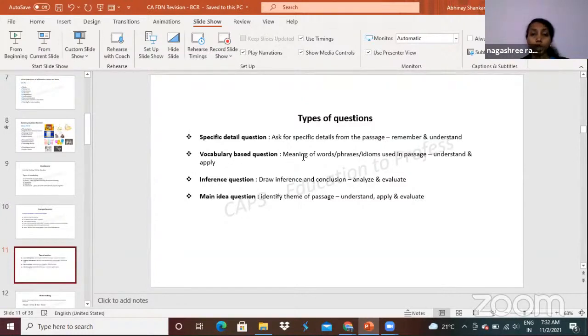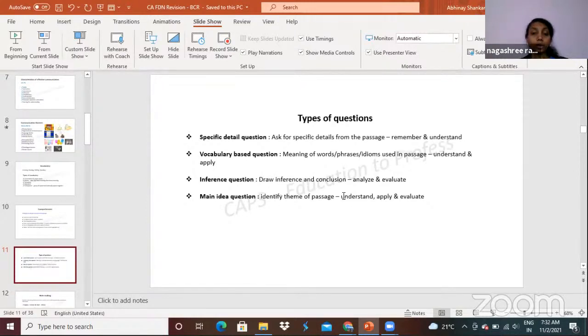The second one can be a vocabulary based question. Now, this is what I was referring to, wherein from the passage, they can just ask for the meaning of words or phrases or idioms used in the passage, which is mainly concerned with understanding and applying the comprehension part of it. Then the third type is inference questions, wherein you will have to come to a conclusion based on whatever you have read in the passage, right? Inference questions are wherein you are open to give your opinions and suggestions.